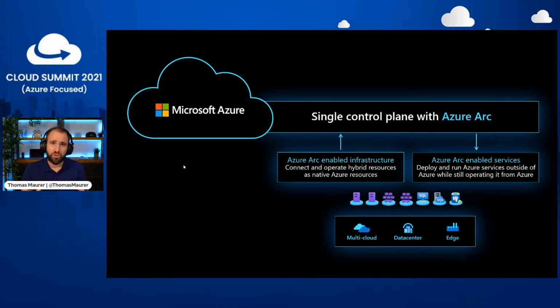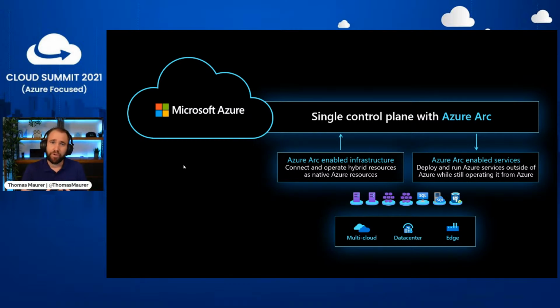And that allows you to connect existing infrastructures such as servers and Kubernetes clusters, or Microsoft SQL Server, for example, to the Azure control plane using Azure Arc, and then take advantage of the Azure management services such as Security Center, update management, monitoring, and many, many more. And then the other part where we're going to have a quick look at today is the Azure Arc enabled services part.